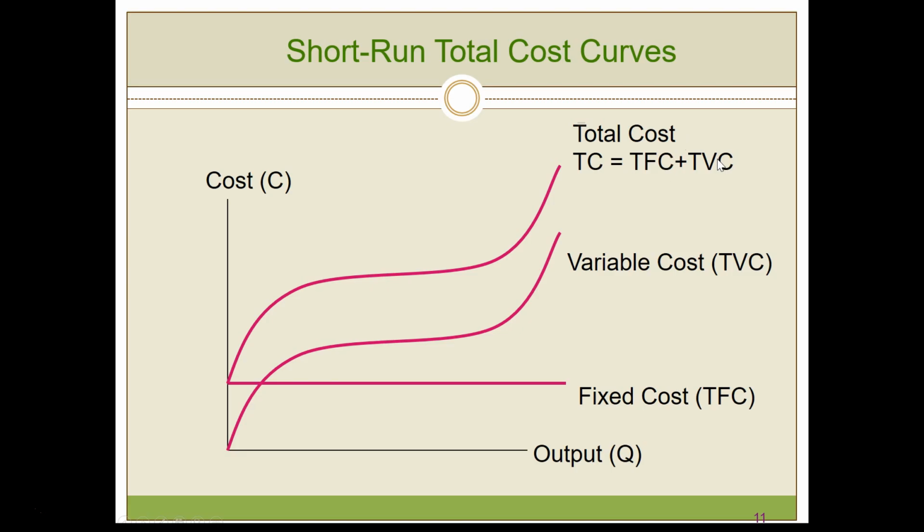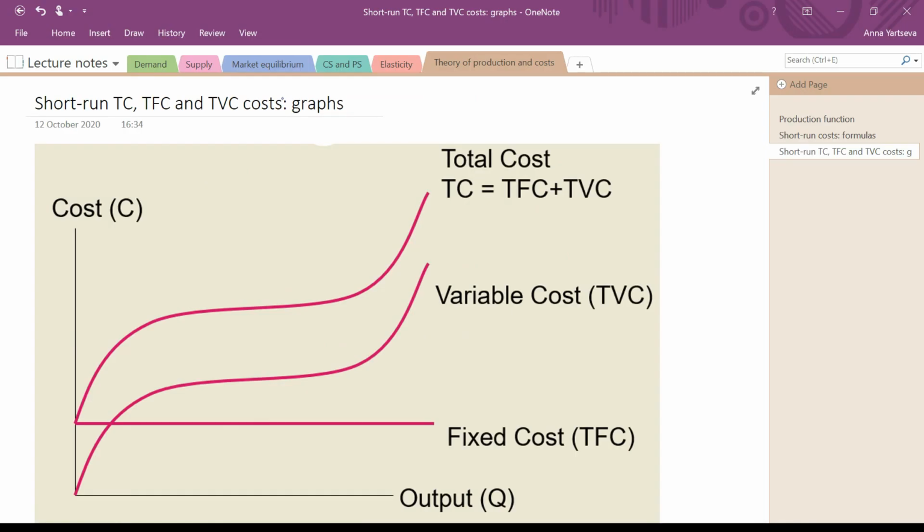Your total cost is a sum of fixed and variable cost. Your fixed cost is a straight line. Your variable cost is an upward sloping line which originates from 0, which means that in order to calculate the total cost of production, you will need to add up these two curves together, which will shift your curve upwards. Let's have a look at this example.